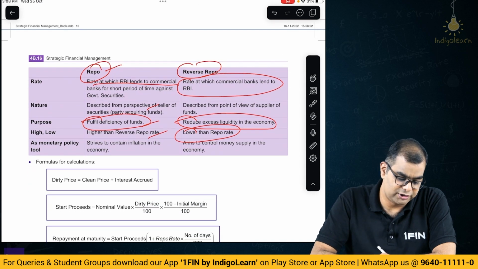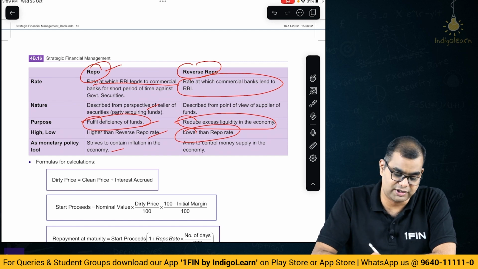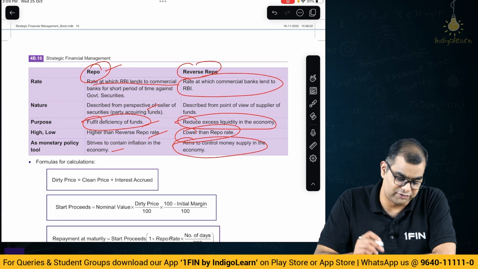Then, as monetary policy tools, they strive to contain inflation in the economy. So you keep sucking out liquidity, so you control inflation. It aims to control money supply in the economy. So if there is limited money supply, you push more money by doing repo.